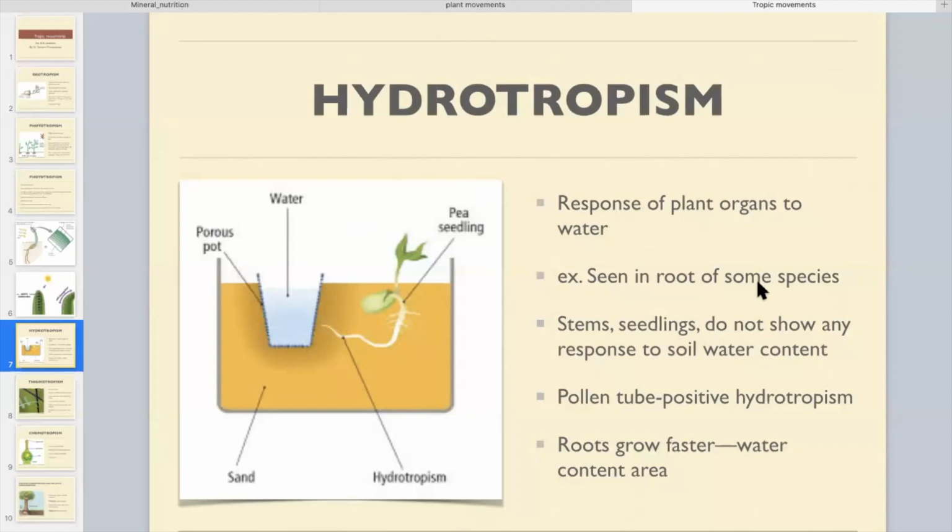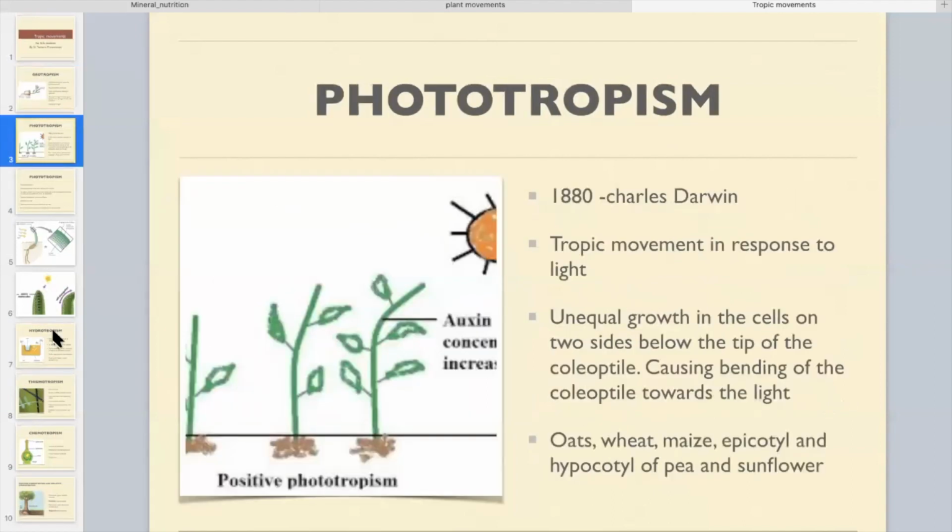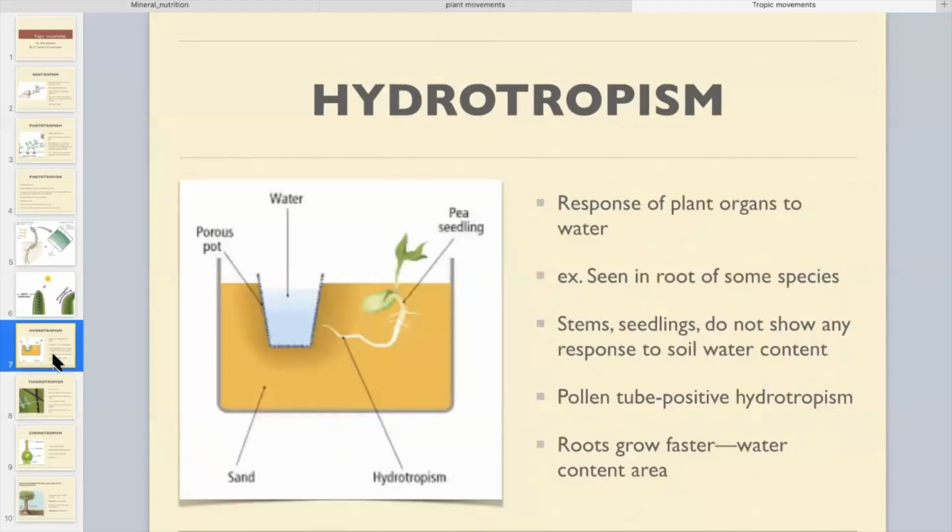It is seen in the roots of some species. Stems and seedlings do not show any such change; only roots show it. Another example of hydrotropism is the pollen tube. Pollen grains germinate in the presence of water. That is also one of the examples. We call it positive hydrotropism. So how many types of tropic movements have we seen? One is geotropism, next phototropism, and then hydrotropism.